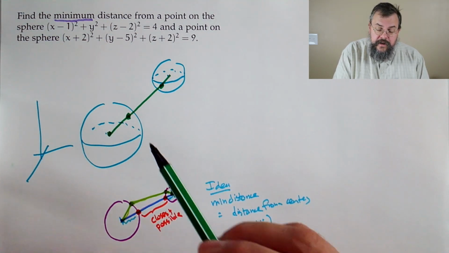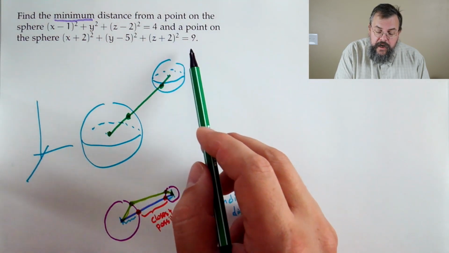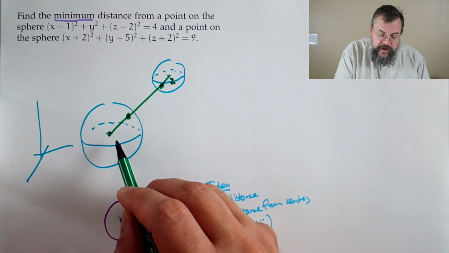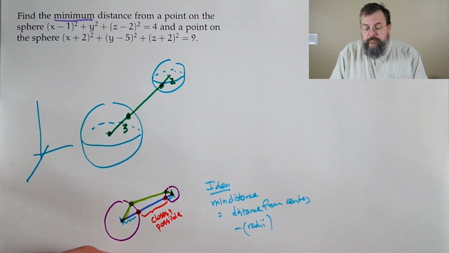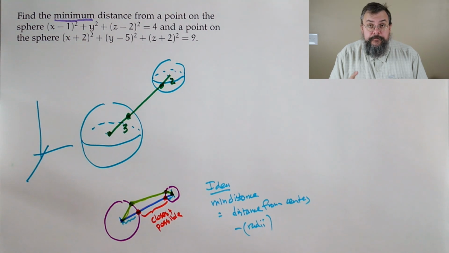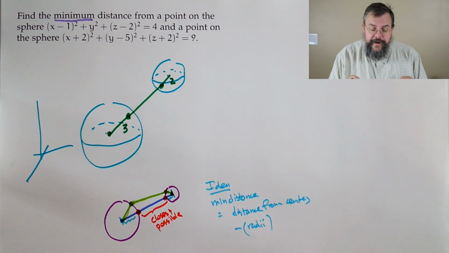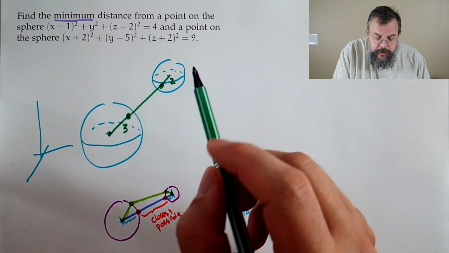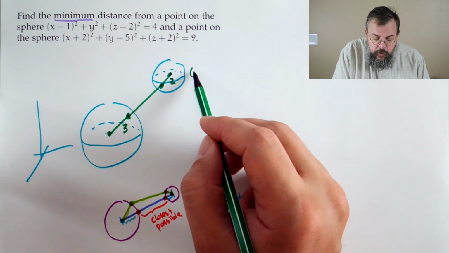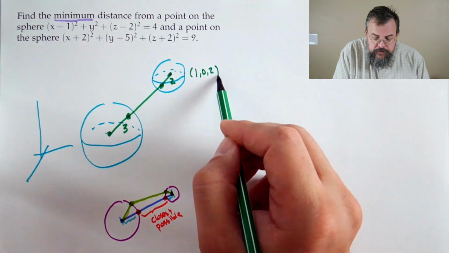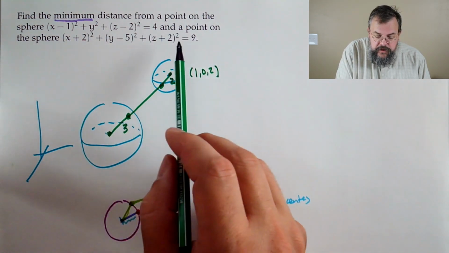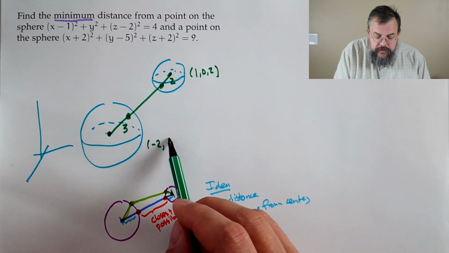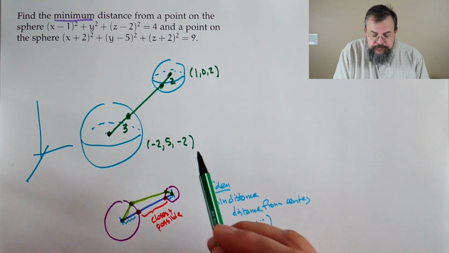Do we know what the radiuses are? Well, we can see, right? 4 and 9, 2 squared, 3 squared. So you can see, well, look, that has radius 2, that has radius 3. Okay, now what? We need to also identify the centers. So for the one with radius 2, the center would be at 1, 0, 2. For the one with radius 3, the center here is at -2, 5, -2.